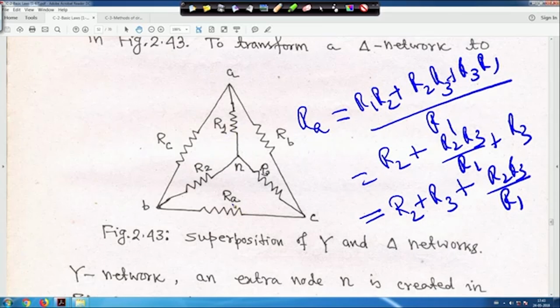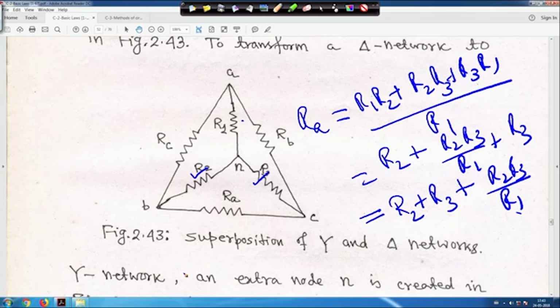Another way is R A is equal to the sum of the adjacent branches, R 2 plus R 3, plus R 2 R 3 divided by the opposite branch R 1. So, R 2 plus R 3 plus R 2 R 3 upon R 1. This way also you can remember this. The simplest way is that the numerator R 1 R 2, R 2 R 3, R 3 R 1 is common, divided by R 1.